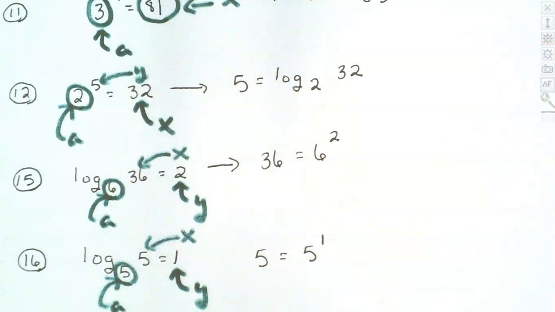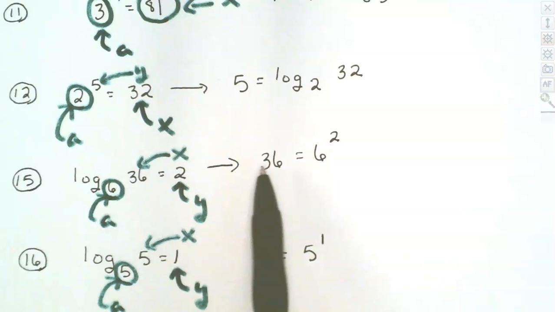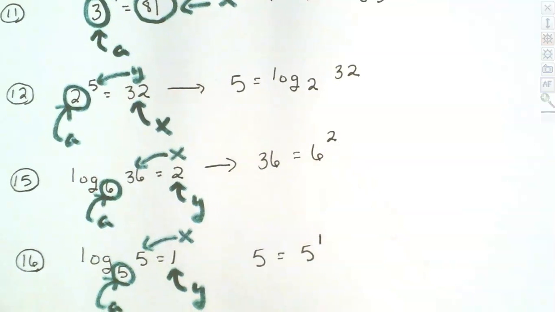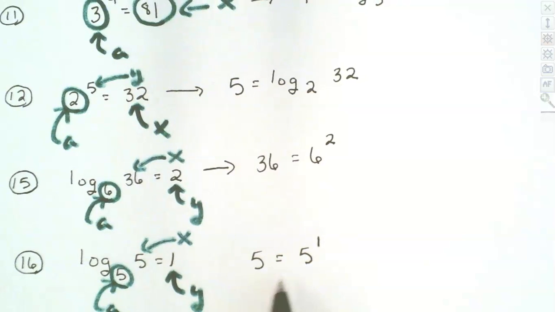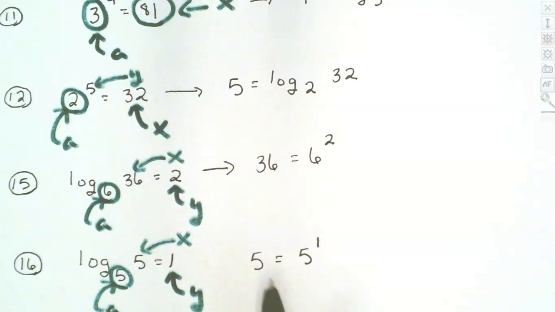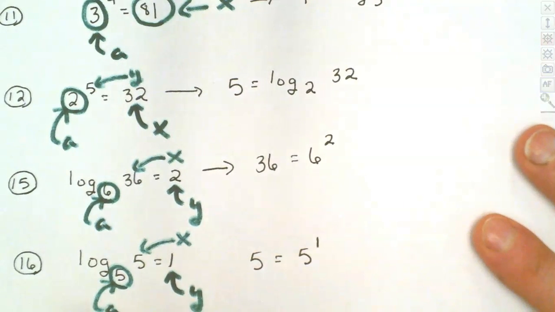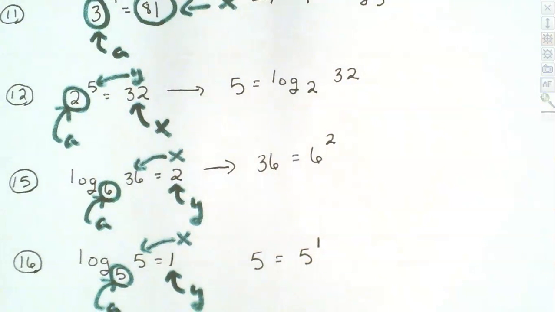And we know these are true because we know that 6 squared is what from the previous one? 6 squared is 36, right? Okay. 5 to the first power. What is 5 to the first power? 5. Now we're going to learn how to apply these to equations that we're going to be solving.